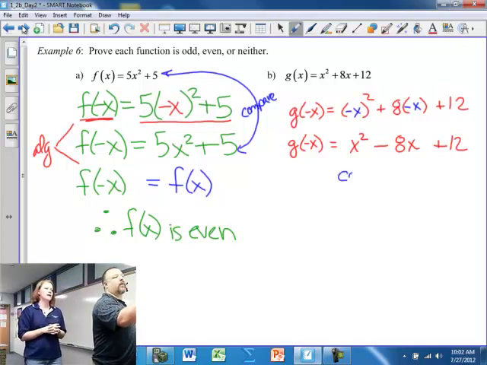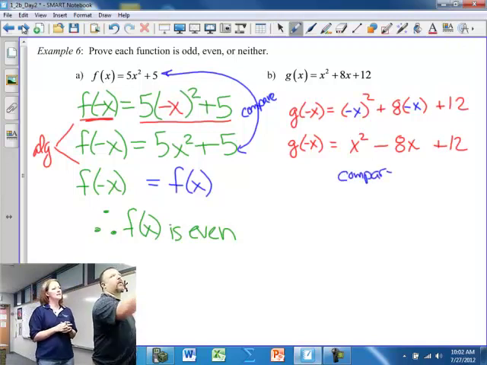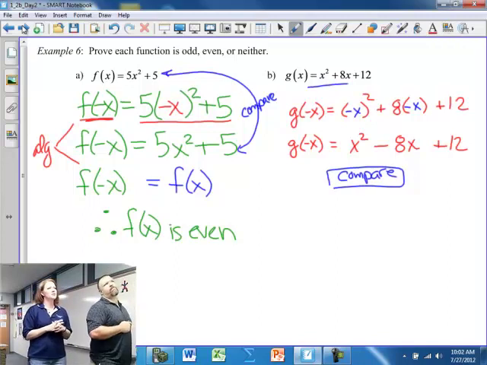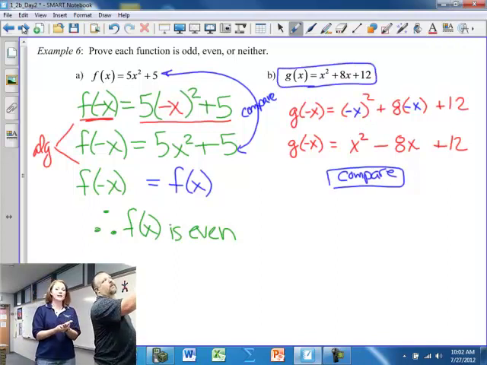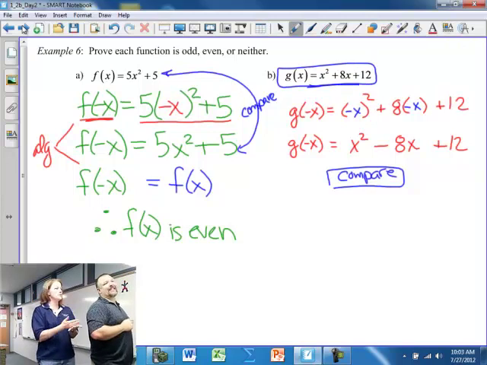Now we need to compare. Is it the same as the original? Well, there's 3 pieces here. When we say the same, it has to be exactly the same. All 3 pieces have to be the same. The one in the middle is different.